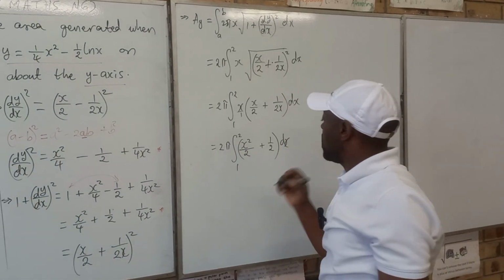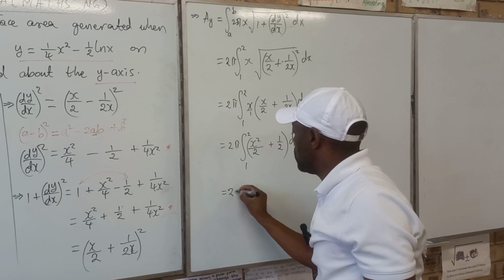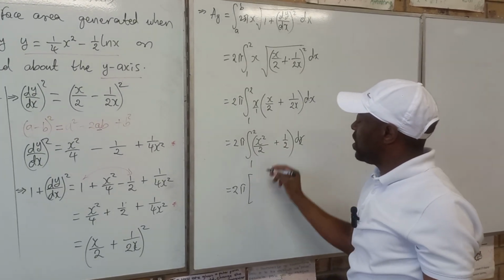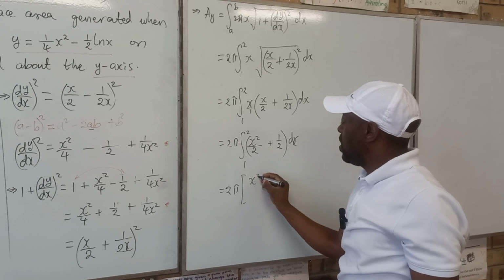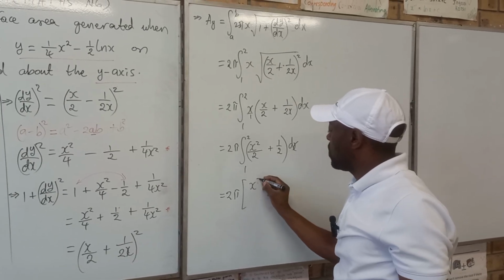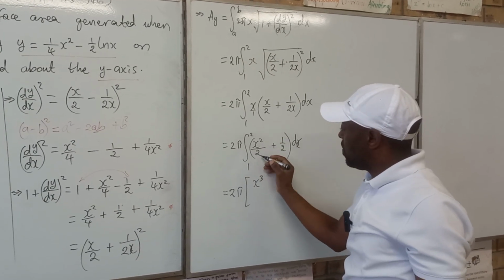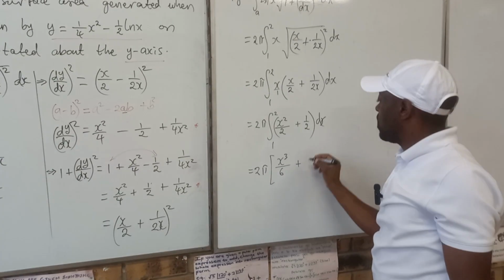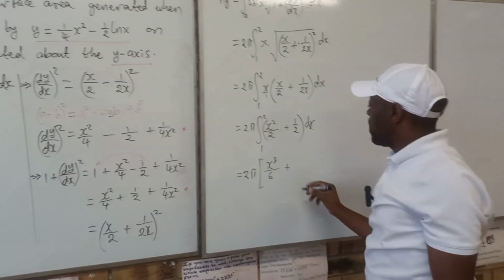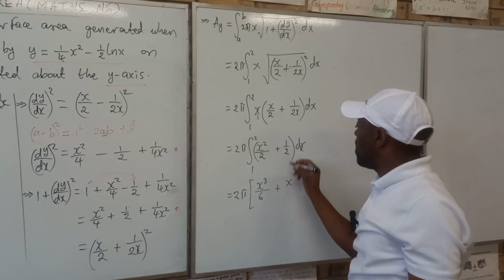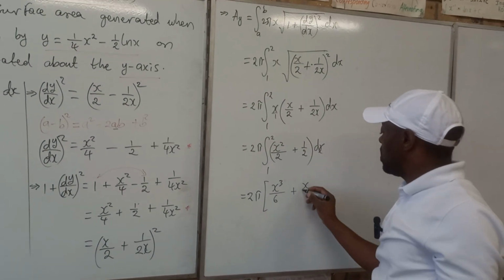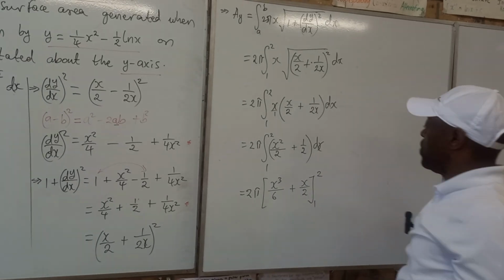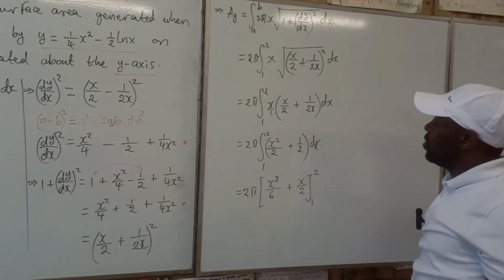Then I can now do my integral. So if I do my integral of the first term, if you integrate x squared, it becomes x cubed. Then because you have to add 1 to the power, then you divide by 3. 3 will meet the 2 there to form a 6. Then if I integrate a half, that gives me a half x, which is the same thing as x over 2. So from here, I'm done with integration.